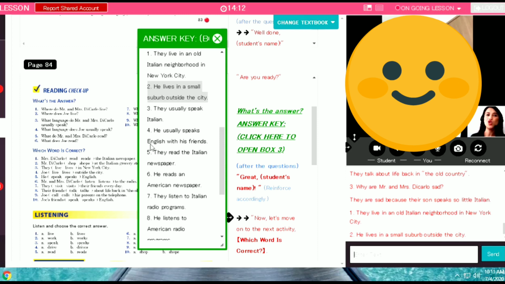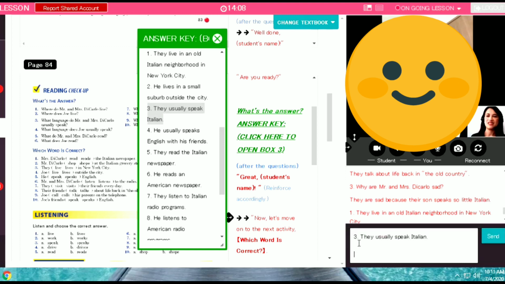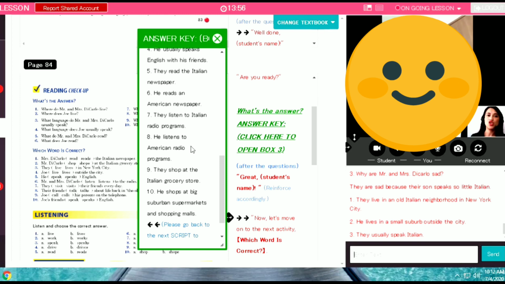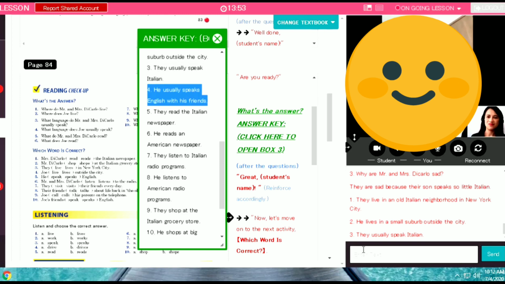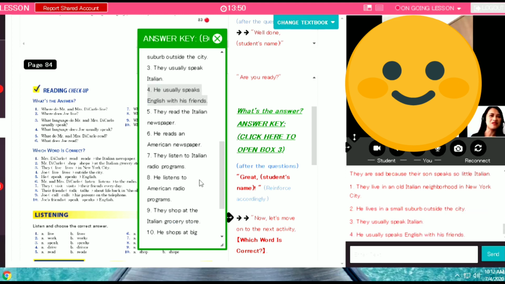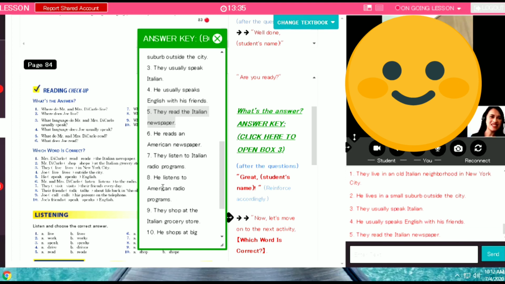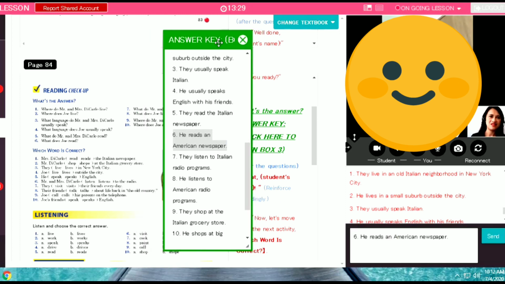Number three. What language do Mr. and Mrs. DiCarlo usually speak? They speak a little English, but they speak Italian. Yes, very good. Number four. What language does Joe usually speak? He speaks English. Very good. And number five. What do Mr. and Mrs. DiCarlo read? They read Italian newspapers. Very good. Number six. What does Joe read? He reads English newspapers.